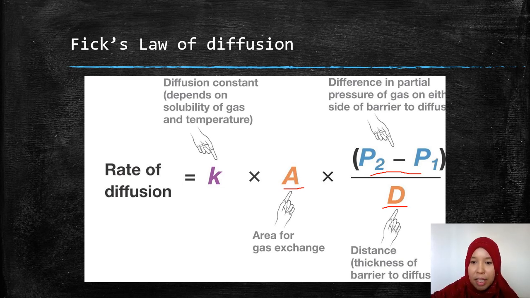And then inversely for the distance, right? If there is a long way to go, you have a lower rate of diffusion. If the value here is very, very small, meaning there is less distance for the gas to travel, then you have an increased rate of diffusion. So that's how you use this formula to see the rate of diffusion of a gas.